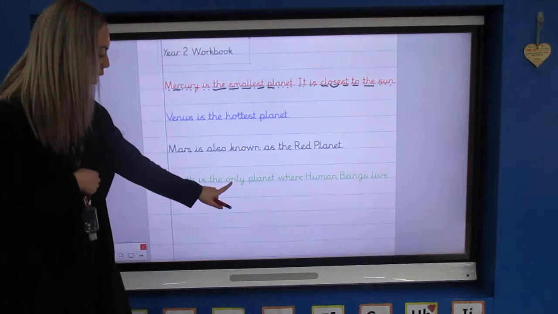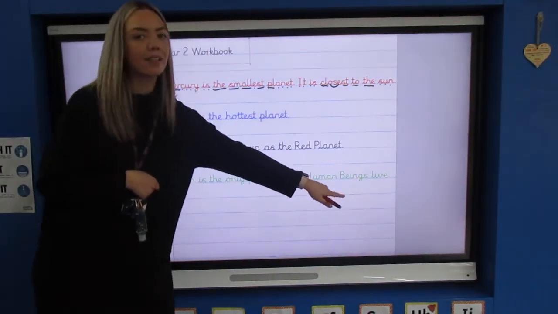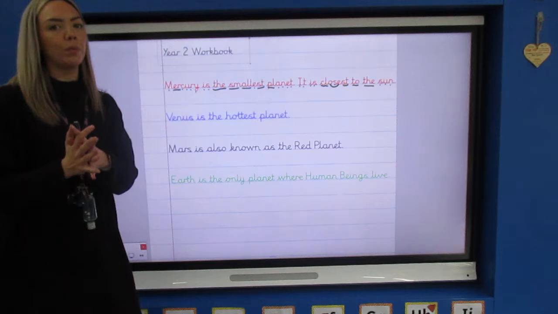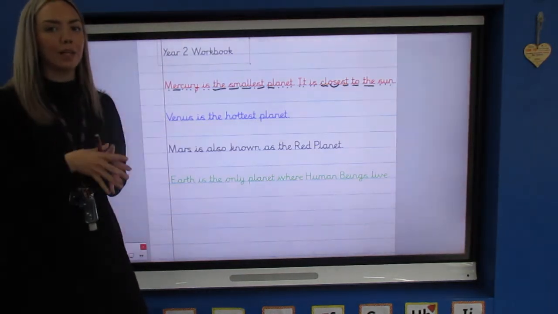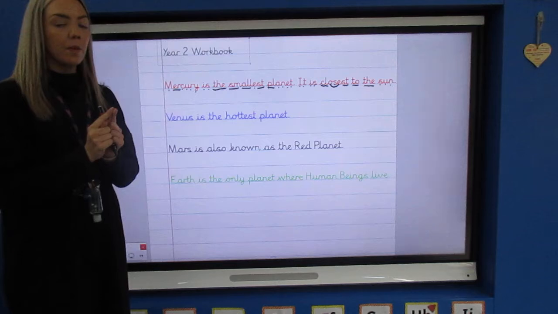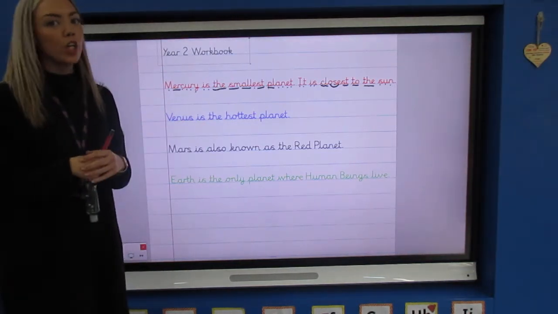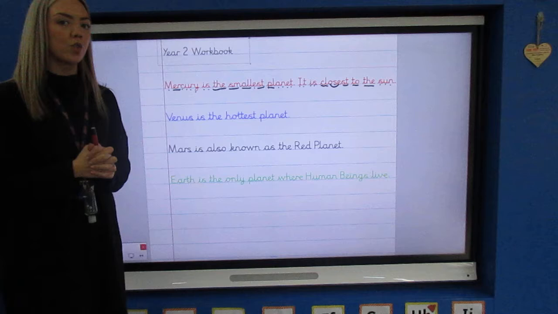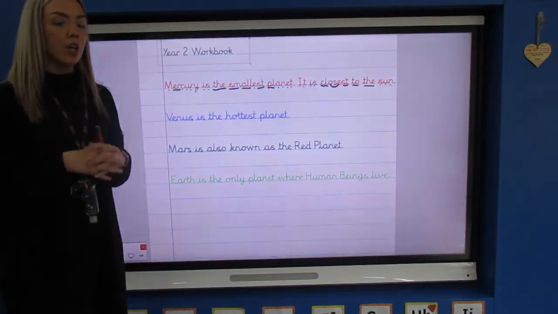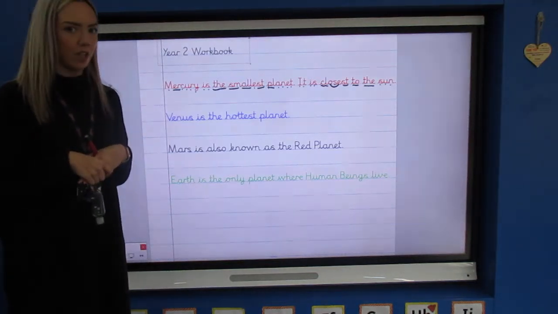Earth is the only planet where human beings live. Well, we know that, don't we? Because we are human beings and we live on planet Earth. And we know that in our solar system, the planets that we have identified, there are no other human beings that have been found on any other planet yet. So Earth is the only place that we know of that's got human beings on it.